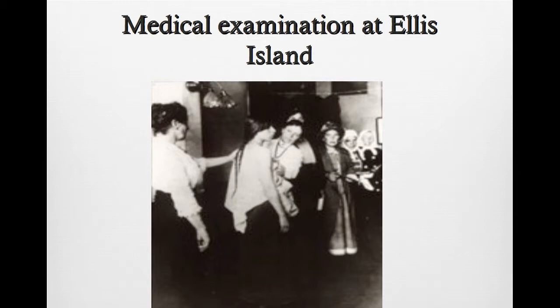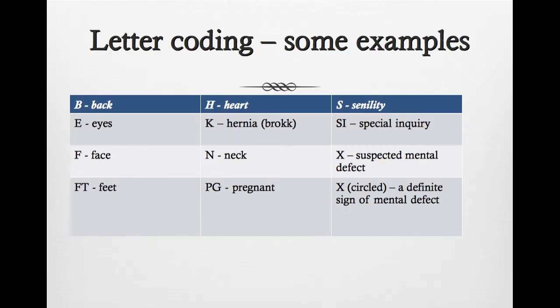And here is a medical examination. This picture is also kind of blurry, but the point is that you had doctors and nurses, and you were checked for basically everything, because the country, of course, didn't want unhealthy people. They didn't want illnesses to spread, and some illnesses were quite contagious, also smittsom. Now, they had a certain letter coding when people arrived, and here are some interesting examples, I think.